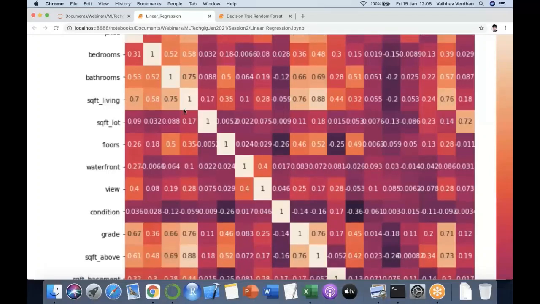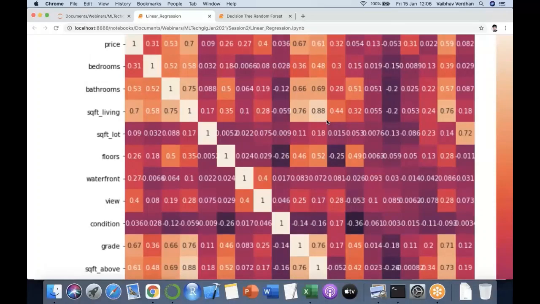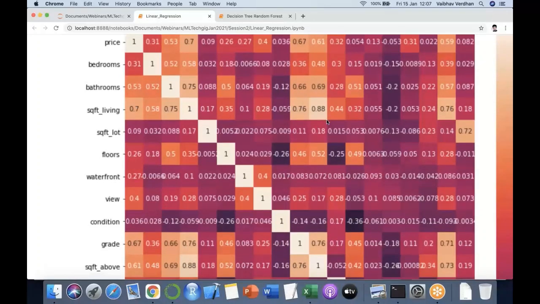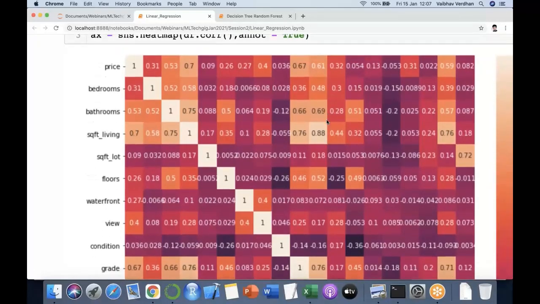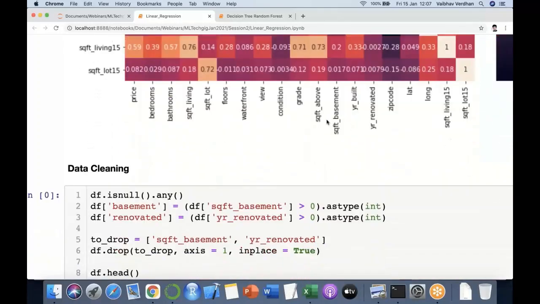You can see over here, some variables have a collinearity of 0.75. 0.75 is a high collinearity. 0.88 is again very collinear, very correlated variables over here, which have a correlation of 0.88. So you would want to treat such variables over here.